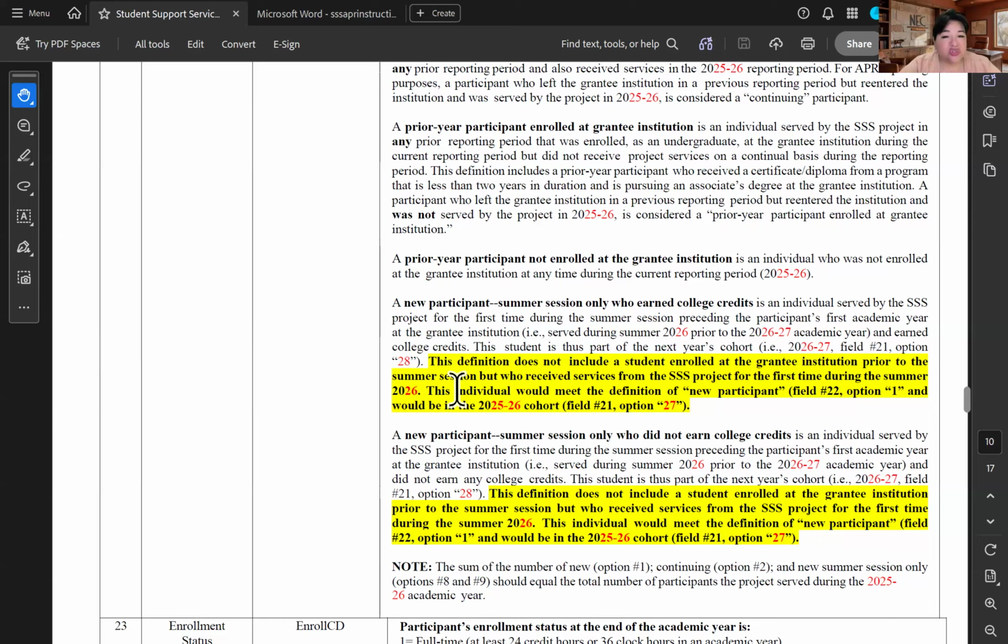So once you're a new summer student, you can't immediately in the next year become a prior year student. You have to be a new student for 1 year at least. Then you can be a prior year student.